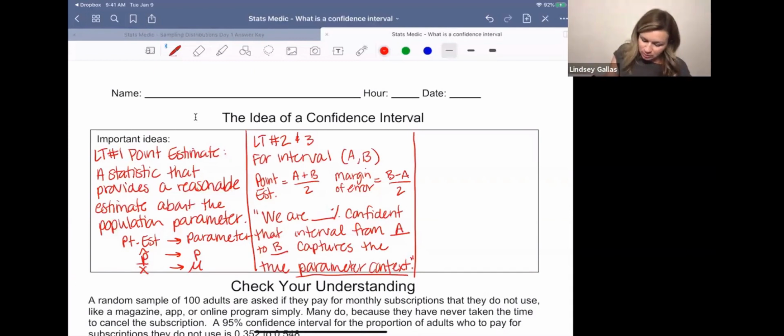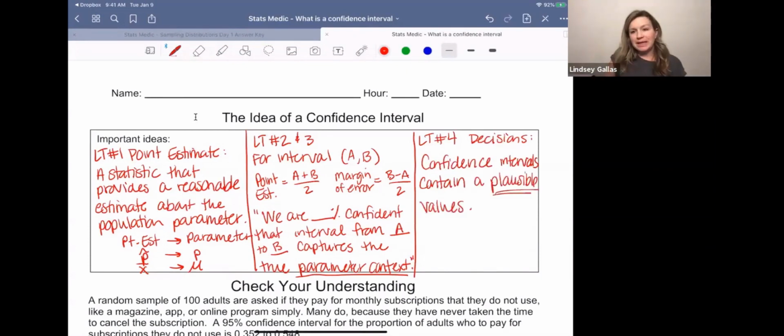All right, and then the last part was about making decisions based on your confidence interval. And so the big idea here is that confidence intervals contain all plausible values. So when you're making a decision about a claim based on a confidence interval, you have to stop and think about, okay, these are my plausible values, the values that are inside this interval. Do they support or do they deny the claim that's being made? And it's on sort of a case-by-case basis.